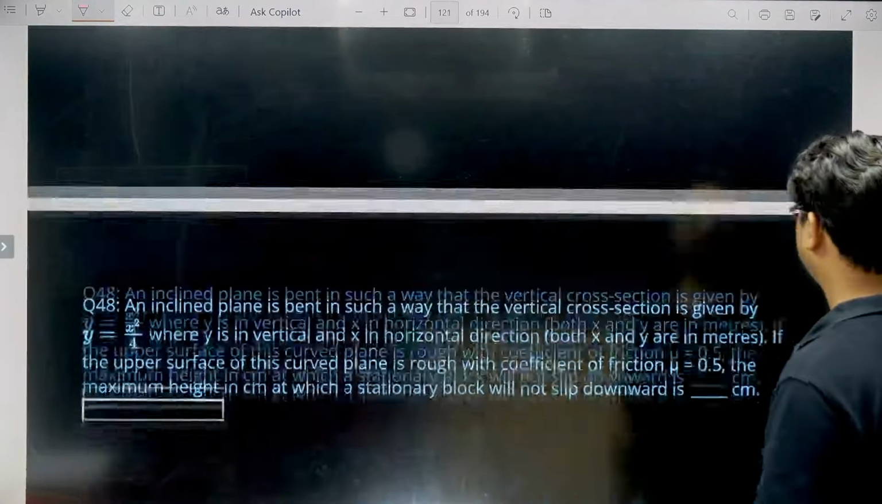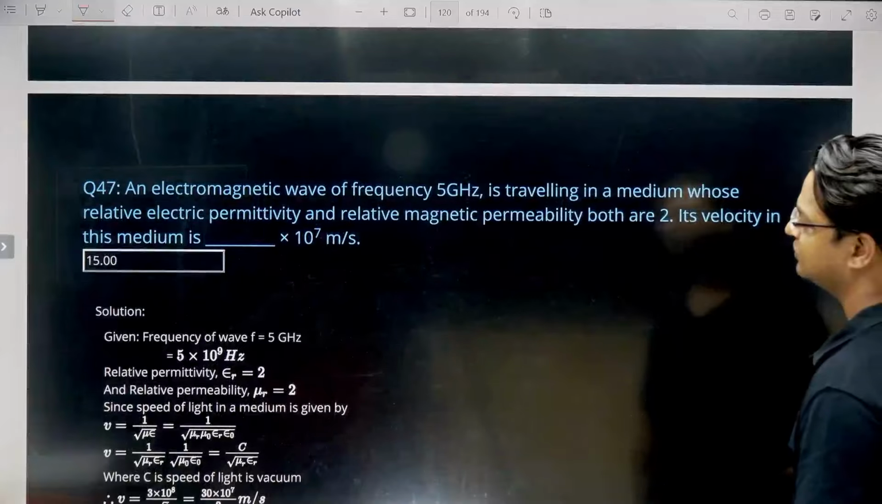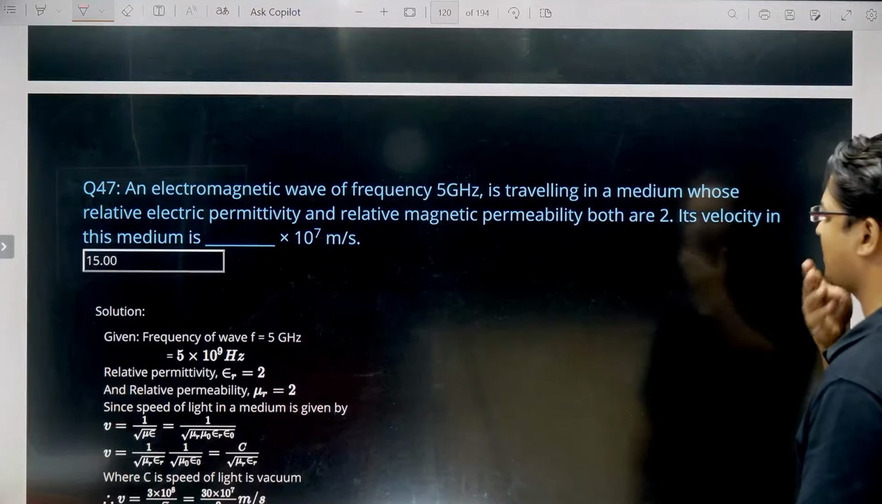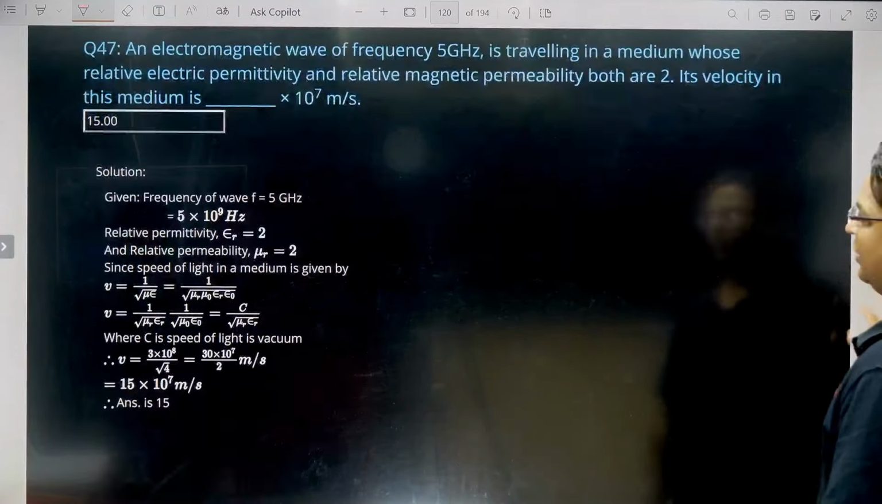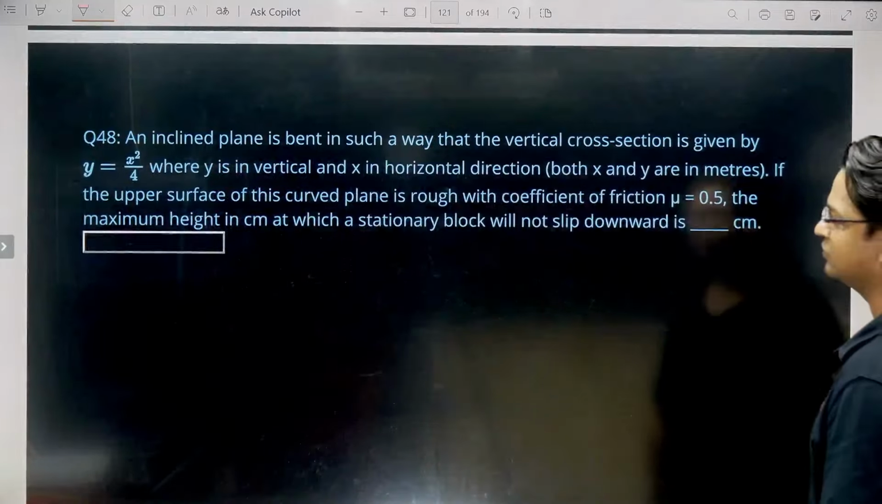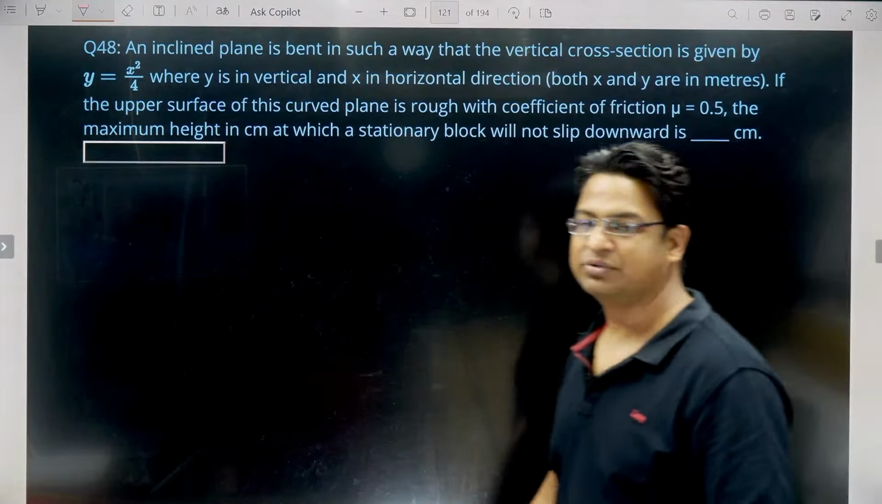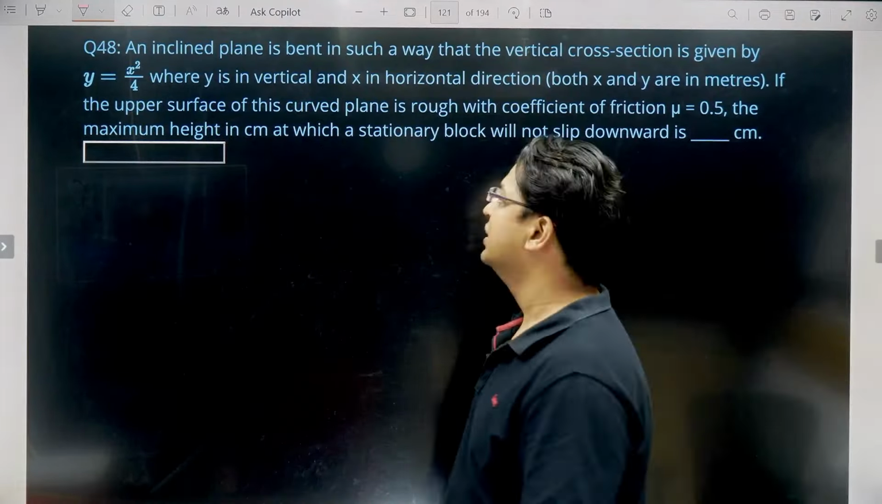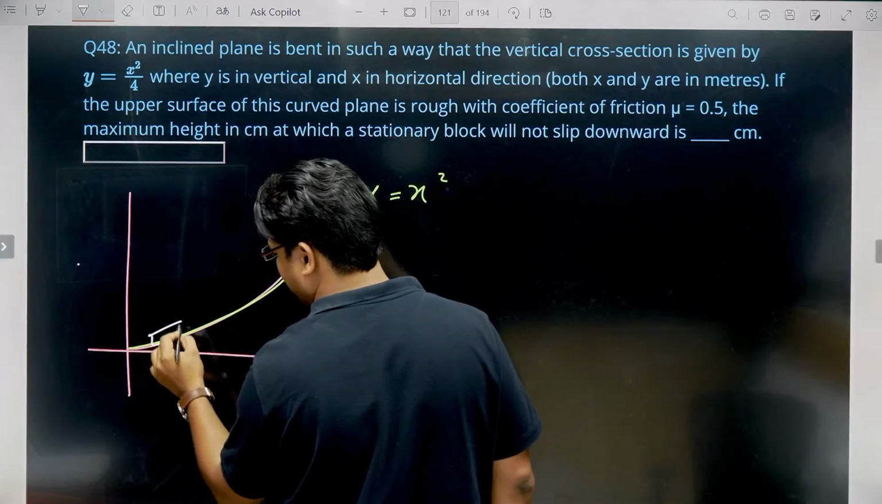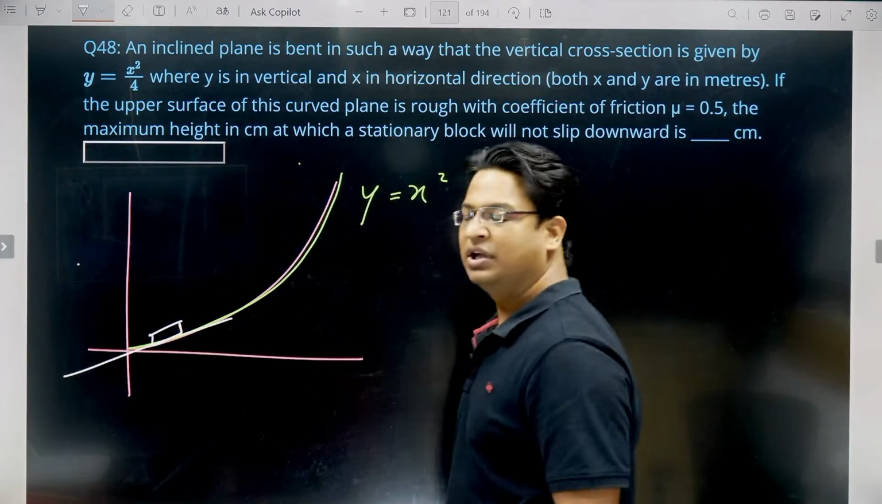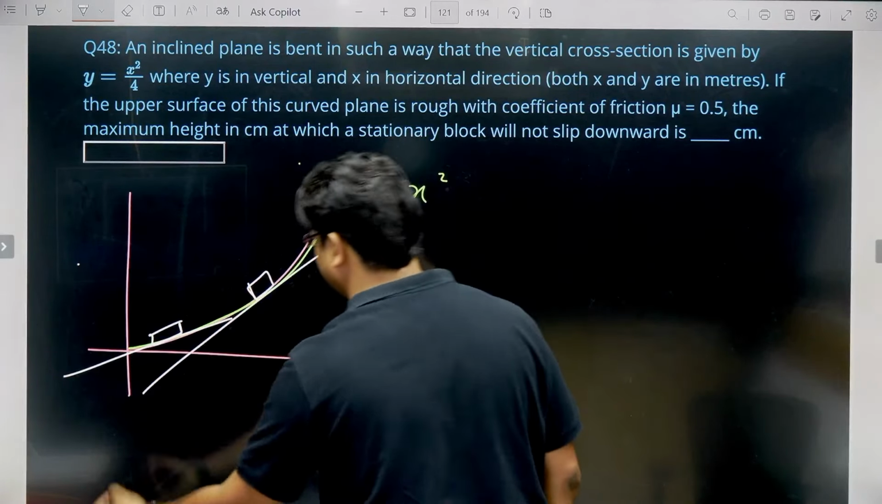Okay, next we go to question number 48. Let's see what this question says. It says an inclined plane is bent in such a way that the vertical cross section is given by y equal to x square. So we have an inclined plane which is in this shape. Now let's understand what will happen. See, if you keep a block here, you have kept it on an incline like this. If you keep the same block at this point, now you have kept it on an incline like this.